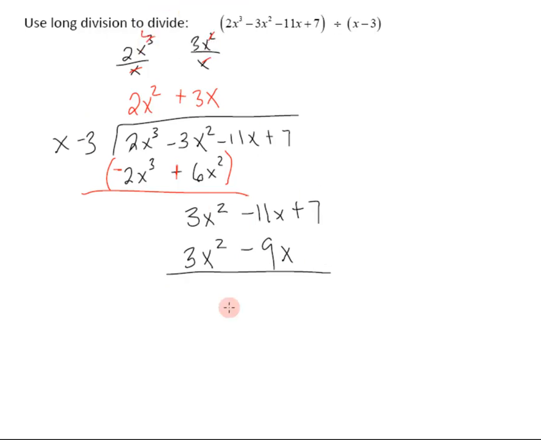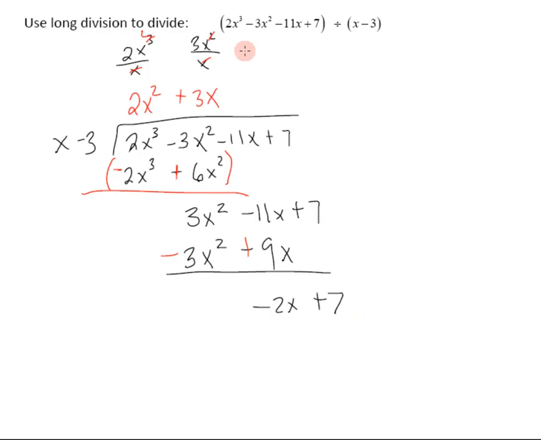I like changing the color when I subtract. For the subtraction, you can put parentheses around here and then distribute the negative. I usually just go subtract, subtract. Change the signs, right? Because remember, subtraction is a distribution of a negative through that. All right, then add them down. 3x squared minus 3x squared is 0. Negative 11x plus 9x is minus 2x, plus 7.